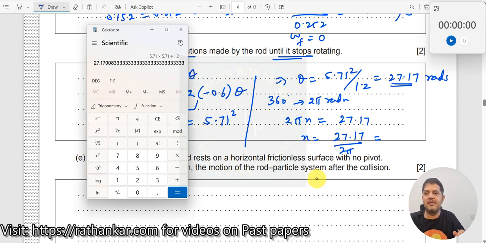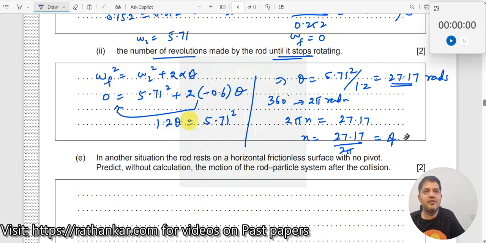So I will now take the calculator once again. 27.17 divided by 2 is equal to 13.58, divided by the value of pi, 3.14. Okay, let me substitute that. You get 4.326, which is 4.3. So you get 4.3 revolutions. That means it describes 4 revolutions and also 0.3 revolutions. 4.3 revolutions it describes before it stops. That's the answer here. We already crossed the time, but anyway, it's taking more time to do it.